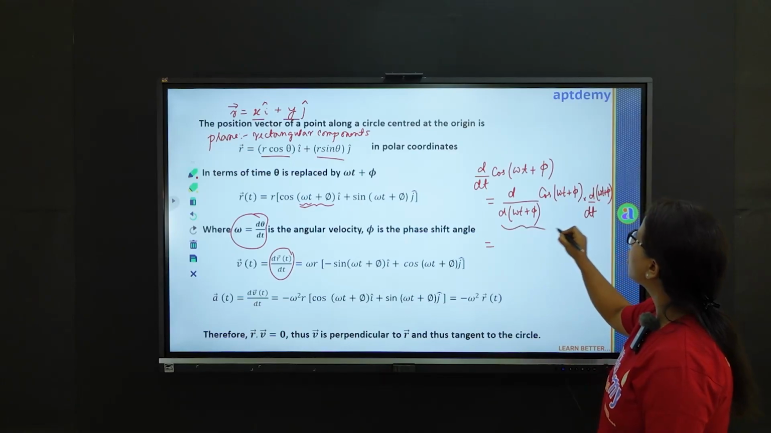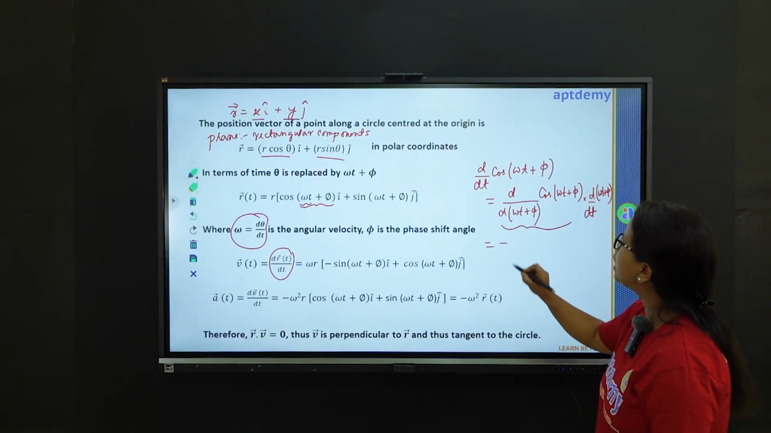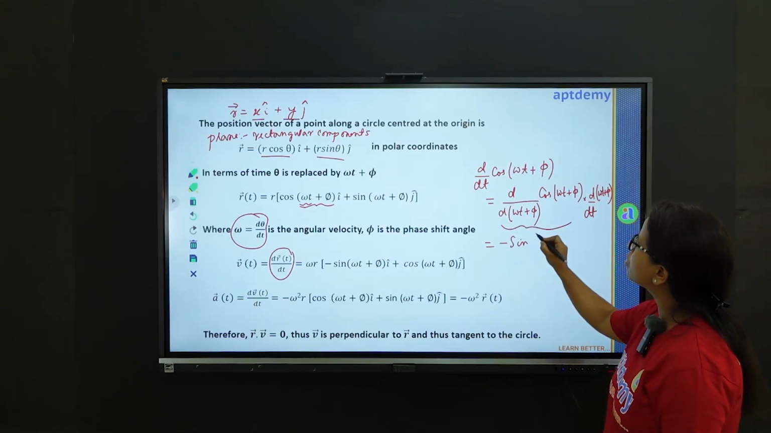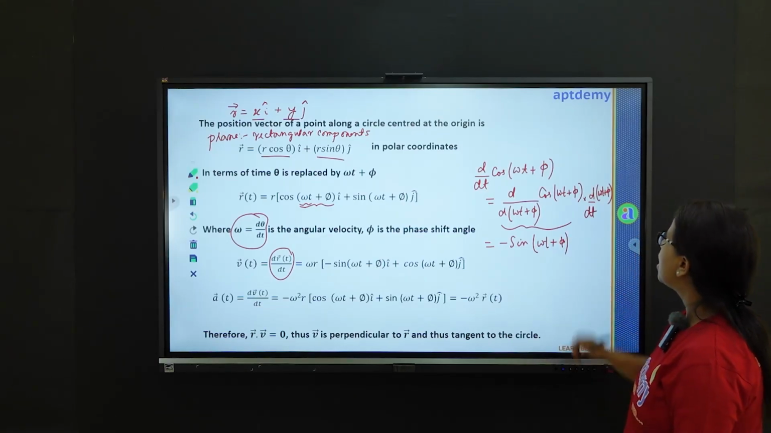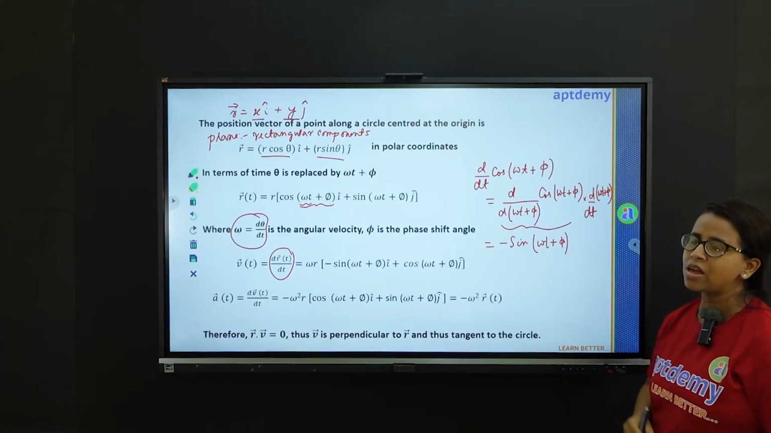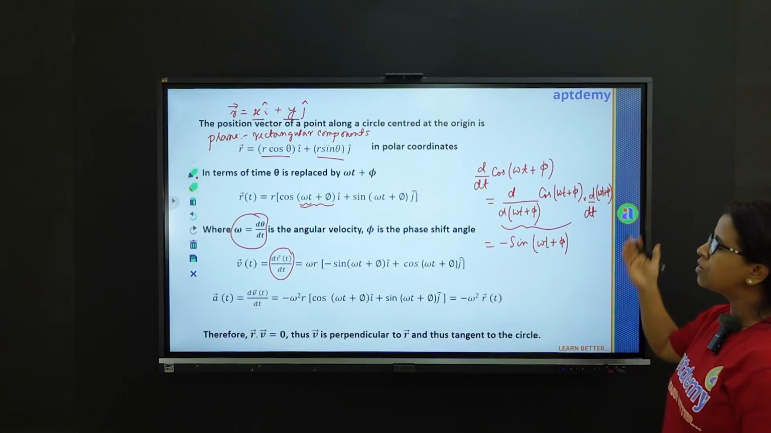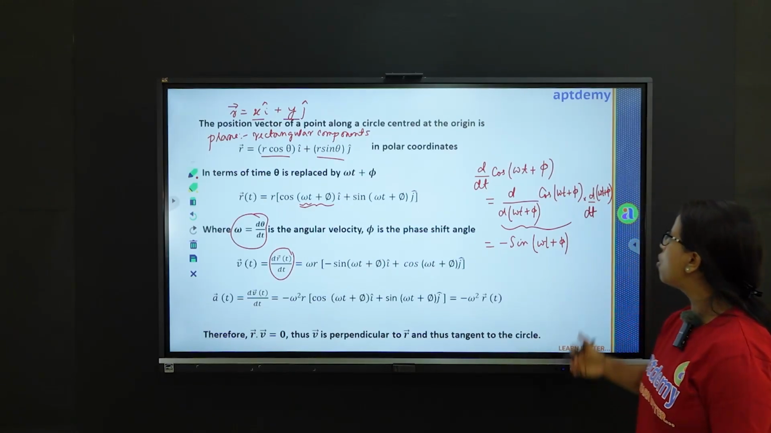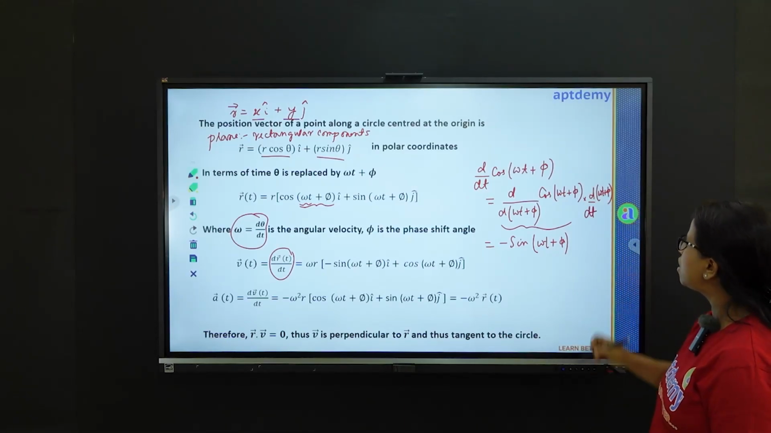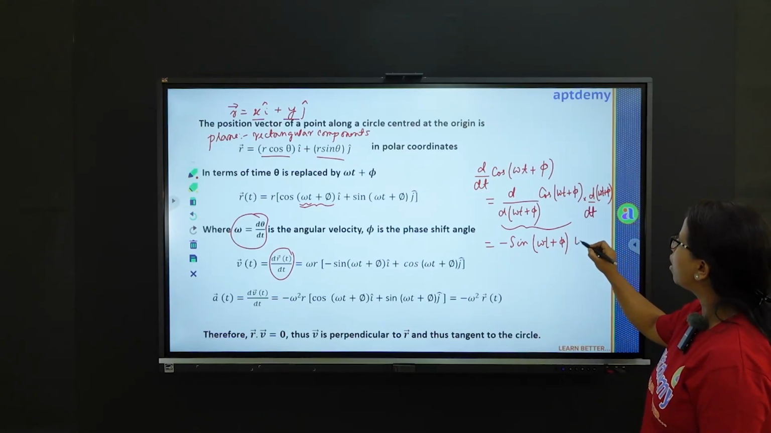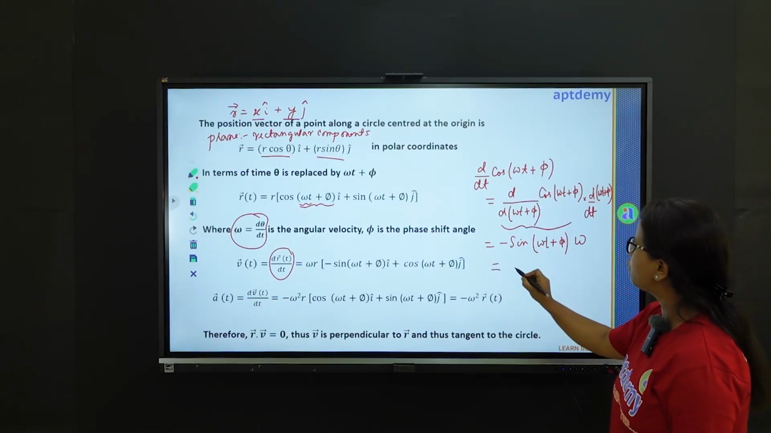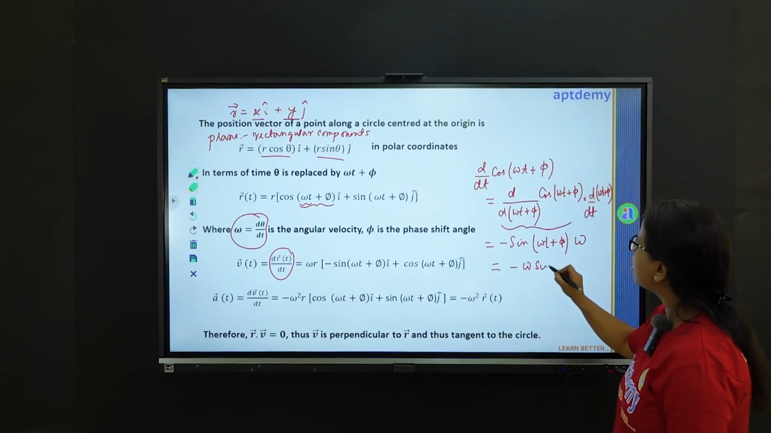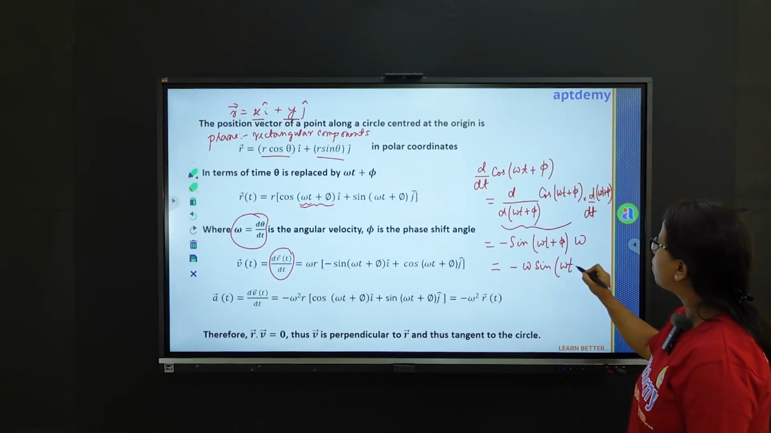So for this part, if we are differentiating, we get minus sin x, where x is omega t plus phi, and d by dt of omega t plus phi is a constant. Differentiation of a constant is 0. We are left with d by dt of omega t, which is nothing but omega. So this is what we get for d by dt of cos of this: minus omega sin of omega t plus phi.